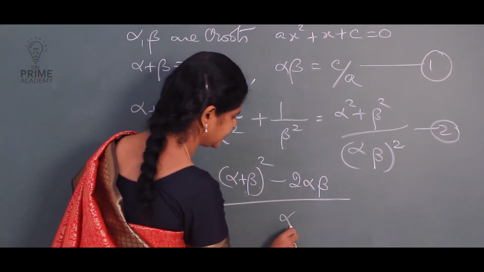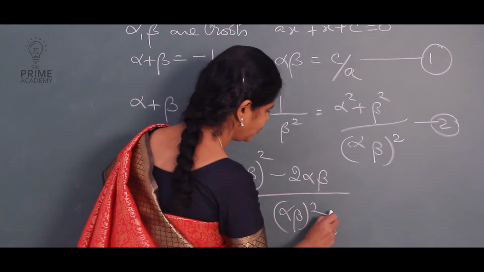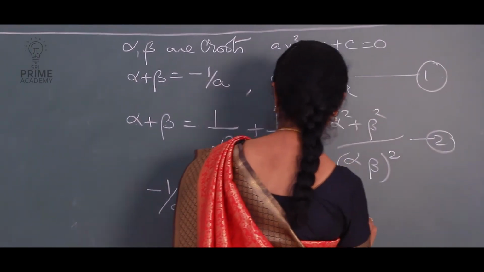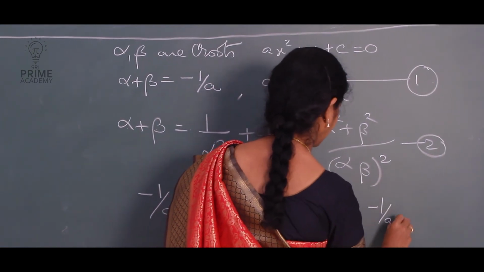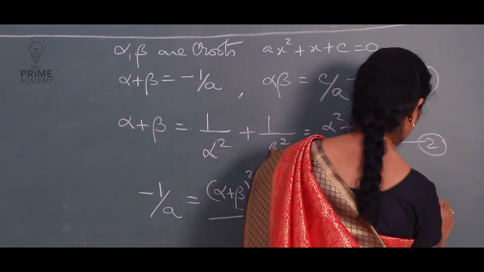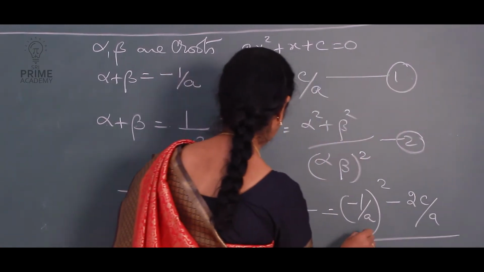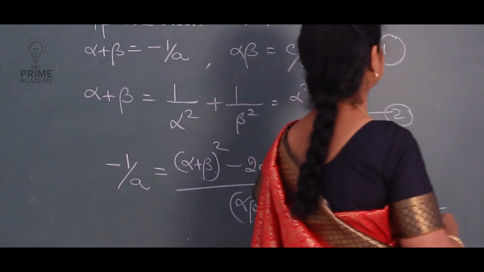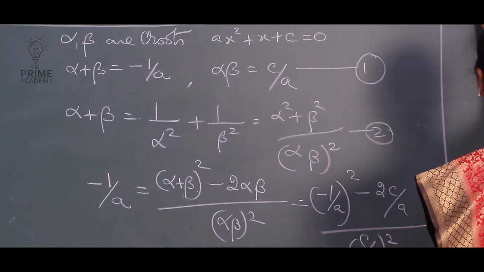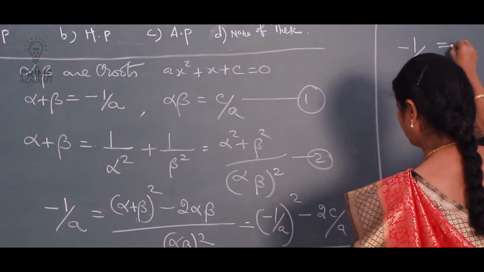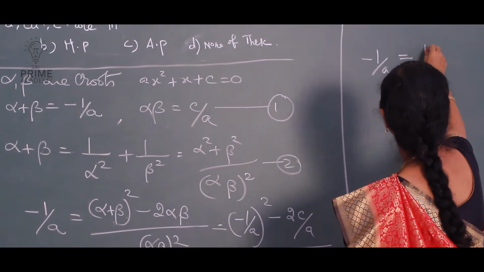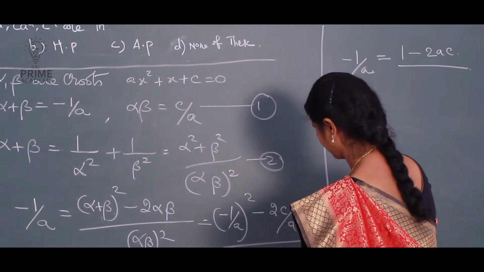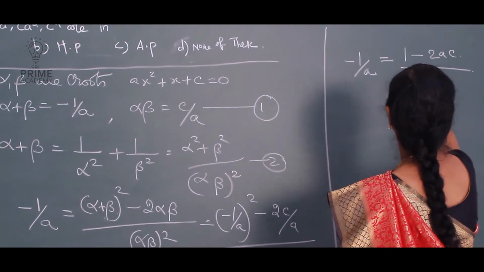Next, this is the product of the roots, alpha beta the whole square. So substitute the values. What do you get? Equal to minus 1 by a the whole square minus 2c by a, divided by c by a the whole square. So next take LCM and simplify. Minus 1 by a equal to, take a square, so 1 minus 2ac divided by a square, cancelled, and this is c square.